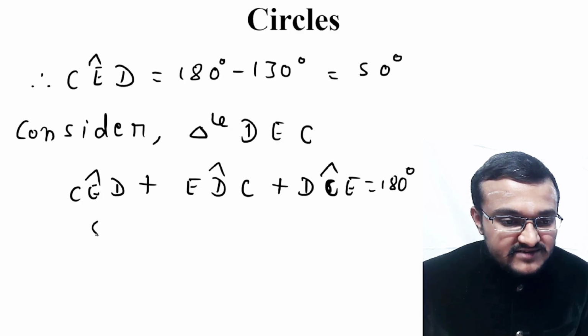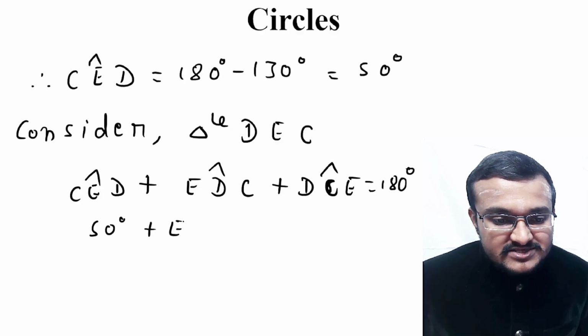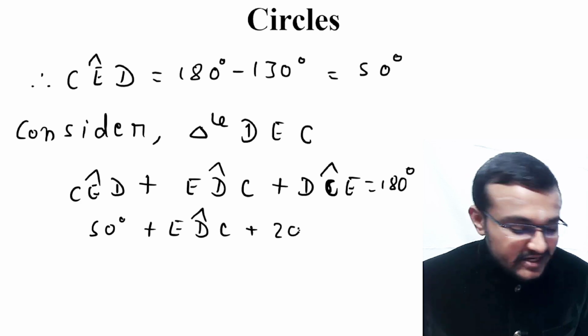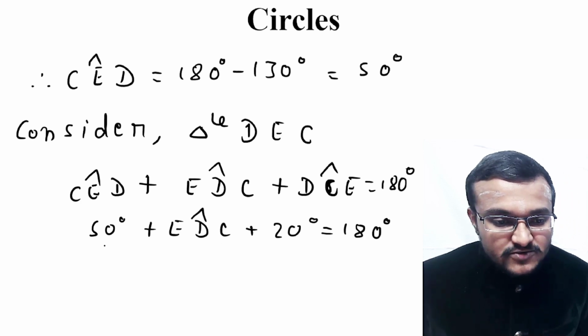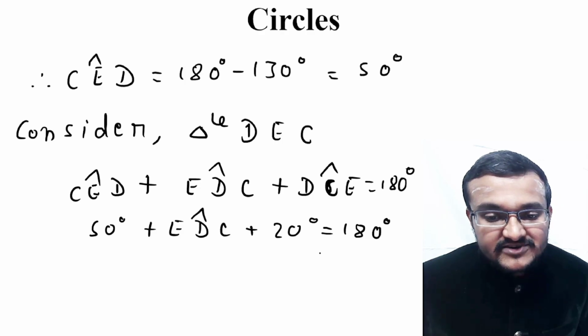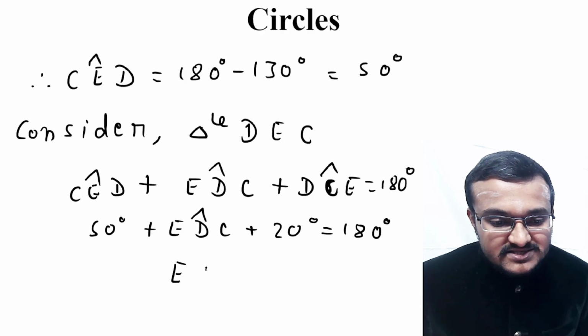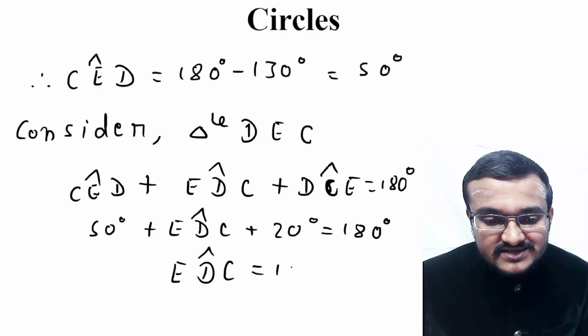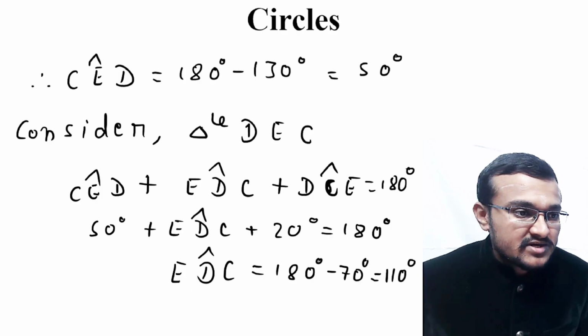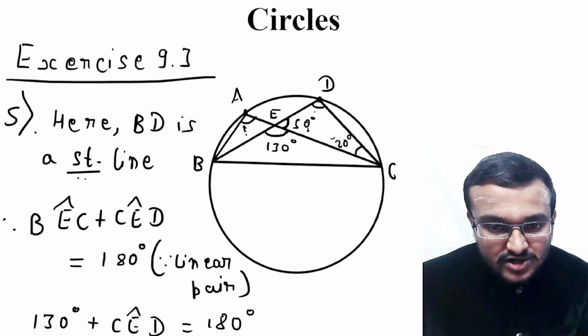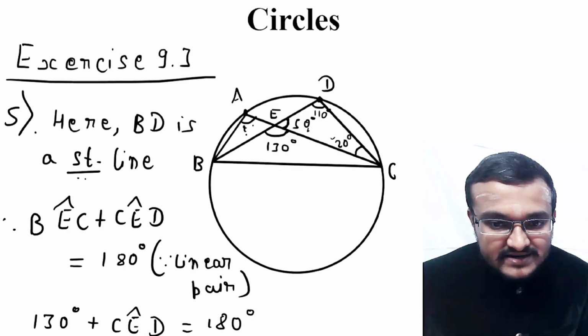What is CED? CED we have got as 50 degrees, plus EDC which we don't know, plus DCE, that is 20 degrees, as they have given. Which is equal to 180 degrees. So 50 plus 20 is 70, and if you bring 70 to the RHS it becomes minus 70. So EDC is equal to 180 degrees minus 70 degrees, which is 110 degrees. So we have got this angle as 110 degrees.